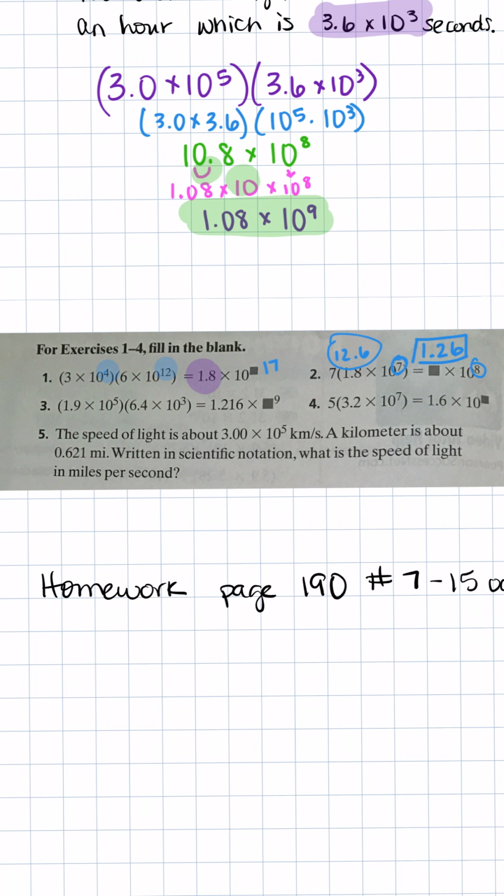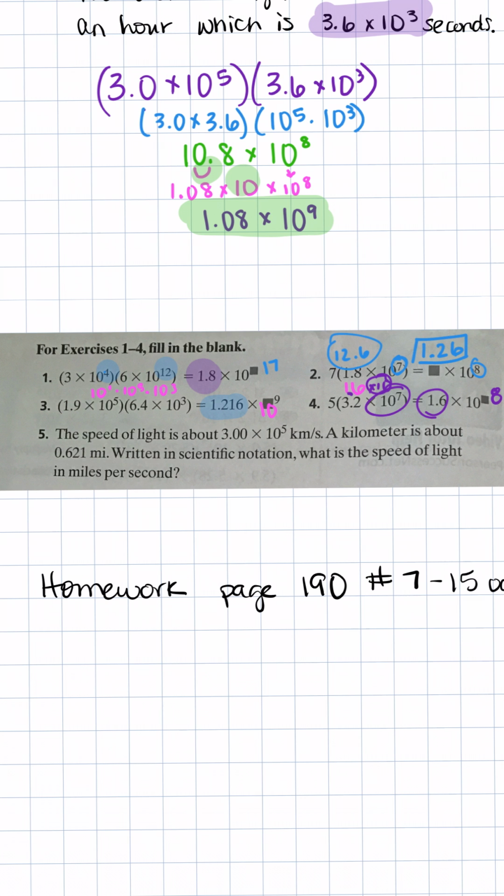Number 3, we have 1.9 times 6.4, which equals 12.16. And you can see this one has it as 1.216. Therefore, they have an extra 10 that they multiplied. So if we have a 10 to the first times 10 to the 5th times 10 to the 3rd, that's going to equal 10 to the 9th. Number 4, they multiplied 5 times 3.2 equals 16, which means they had to add in a 10 to make this 1.6. So now we have 10 to the first plus 10 to the 7th is going to equal 10 to the 8th.